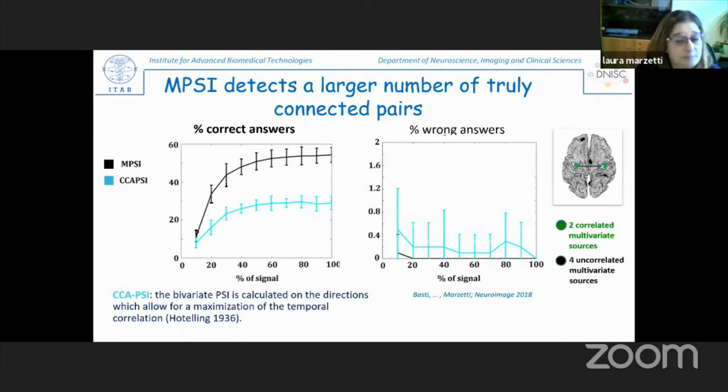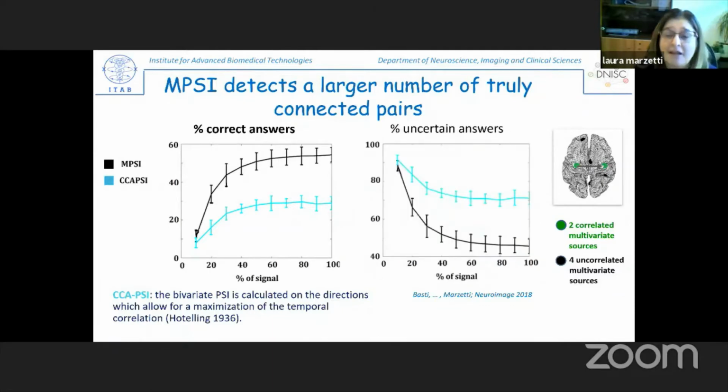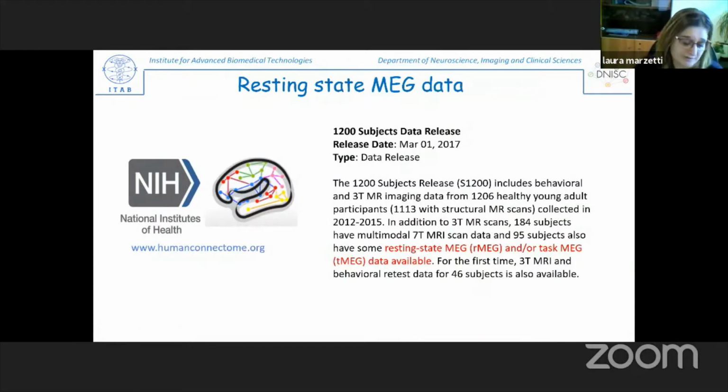But this doesn't mean that the other method, the canonical correlation, is providing wrong answers. Rather, it means that the canonical correlation provides more uncertain answers in a statistical sense. So the method really can boost the statistical properties of your results and provide you with something where you can easily assess whether it comes from correlated or uncorrelated sources.